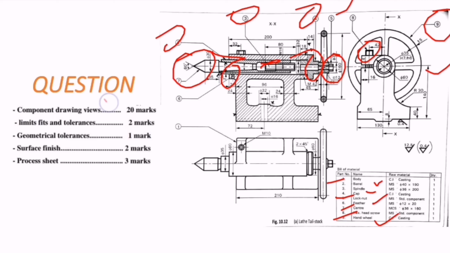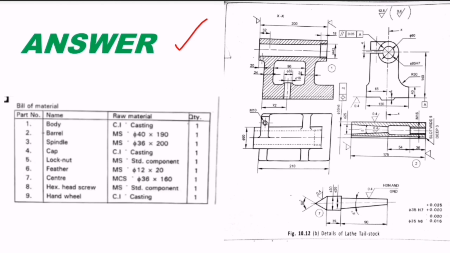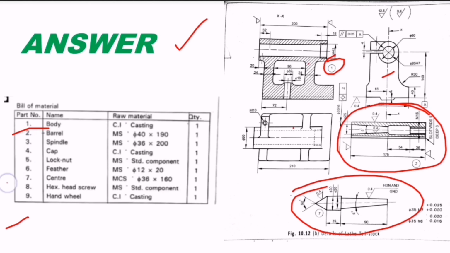So our task is to draw the component drawings first. Out of all the 9 parts, here you can see the first part, its front view, its top view and its side view. And this is the second part, that is barrel. And this is the seventh part, that is center. So only the first, second and seventh parts, 3 parts, are drawn here. The remaining 6 parts are left, because we need to draw only the important figures in the answer. So only 3 figures are drawn.